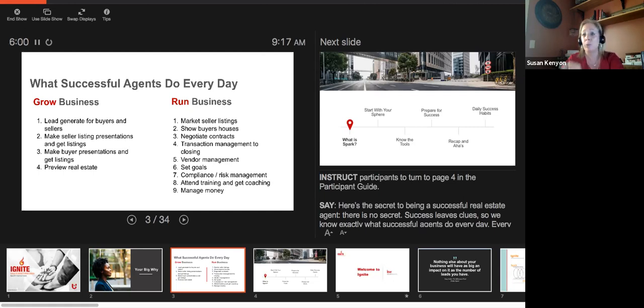And then most importantly is managing your money, because you can have a lot of commission income, but if you're not managing your money, a lot of it could be going to the wrong places. So towards the end of Ignite, there'll be a whole session on financials, which is very important. So let's just jump right into growing your business. Unless someone has a question, I'm just going to keep reminding you, jump right in and ask questions.